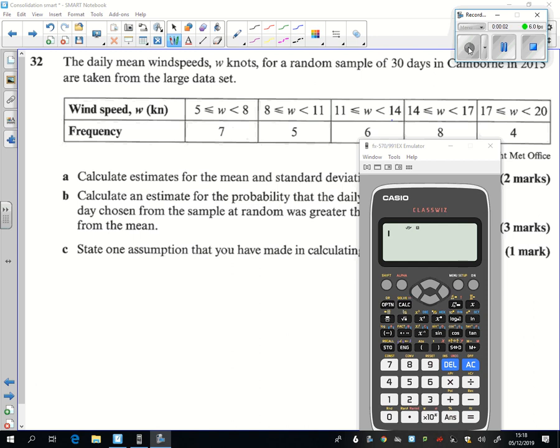Question 32, we're back to our large data set and we're looking at the wind speeds in Camborne, and we're just asked for part A to find out the mean and the standard deviation. Put the calculator up, we're going to do this.